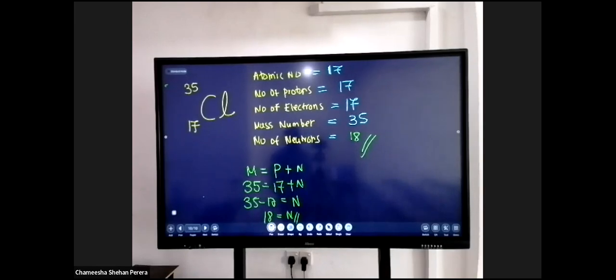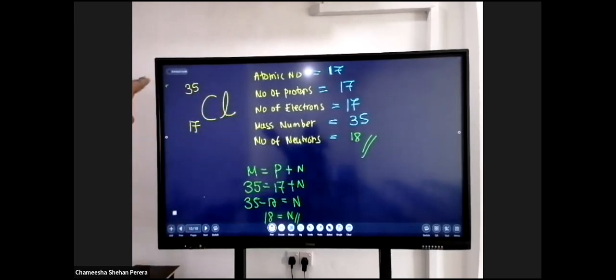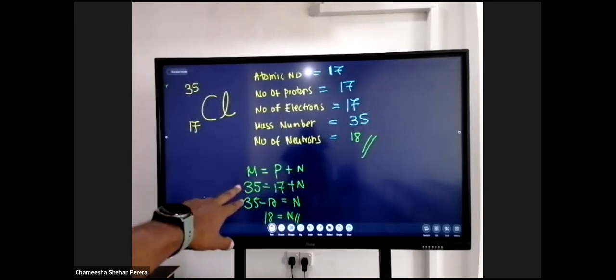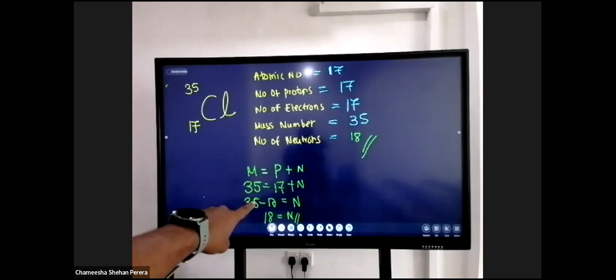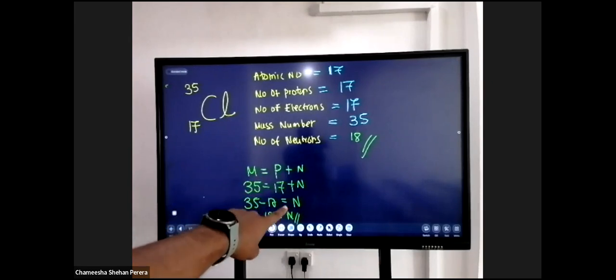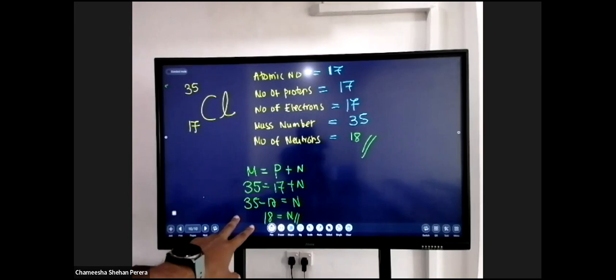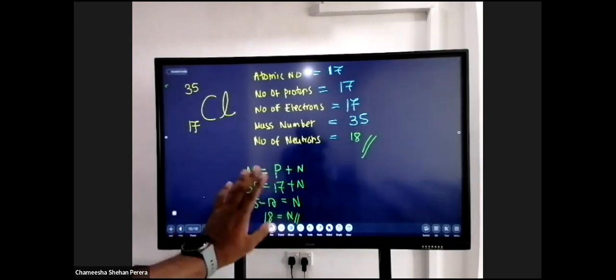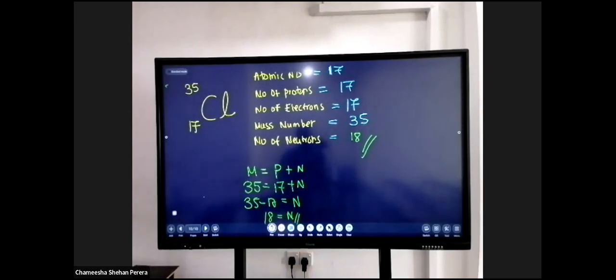How do we find the number of neutrons? What is the mass number? That's 35 on top, in the left-hand corner. Mass number equals protons plus neutrons. The mass number is 35, the proton number is 17, plus the neutron number. When you subtract the proton number from the mass number, you get the neutron number, which is 18.